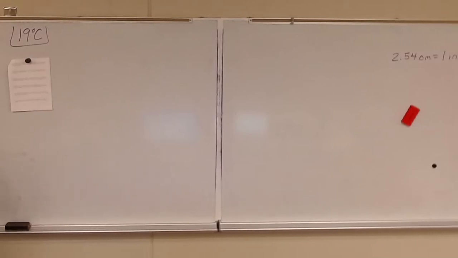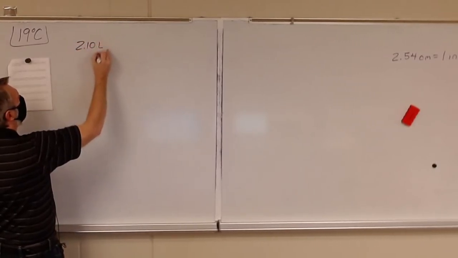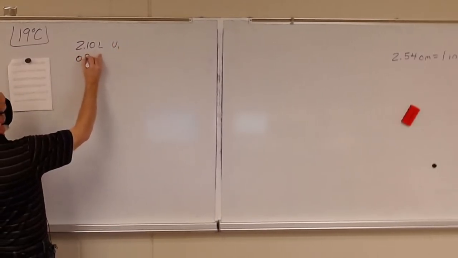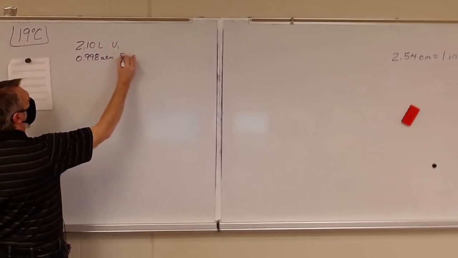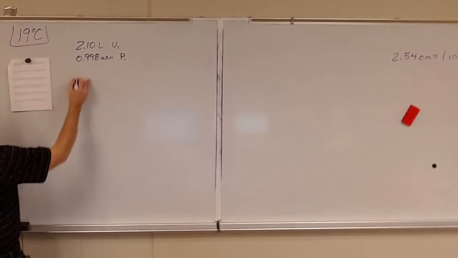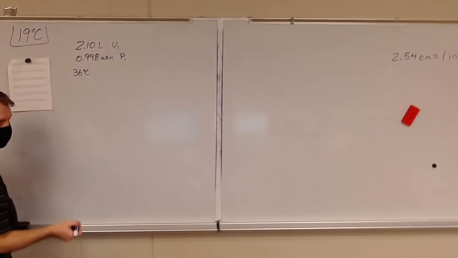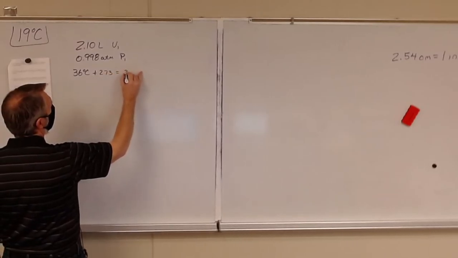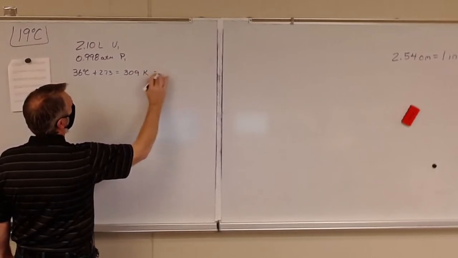This says a helium-filled balloon at sea level has a volume of 2.10 liters. That's volume 1. At 0.998 atmospheres, that's P1, and 36 degrees Celsius. I need that in Kelvin. How do I do that? And so that equals 309 Kelvin. That is T1.